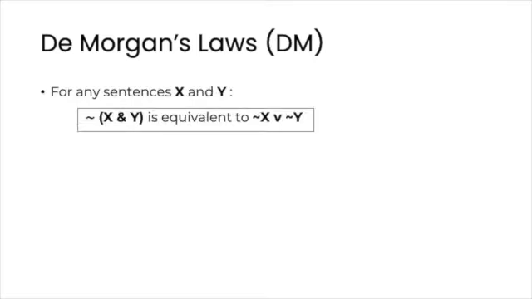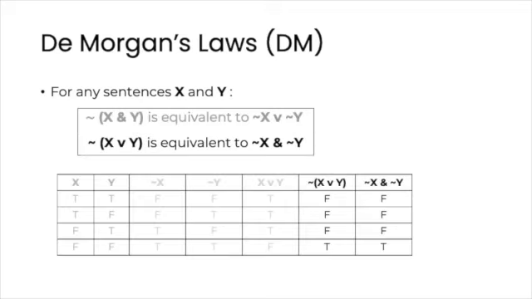The previous generalization went from conjunction to disjunction, and this one goes in the opposite direction. It says that the negation of a disjunction is equivalent to a conjunction of negations. So not (X or Y) is equivalent to not X and not Y. Again, here's a truth table that shows that these two are equivalent.